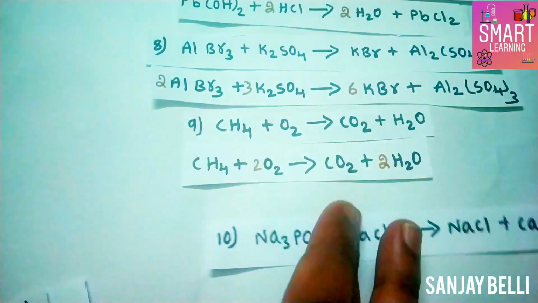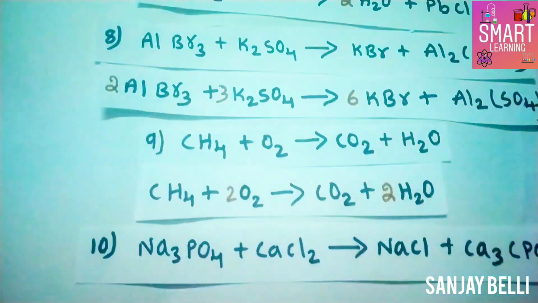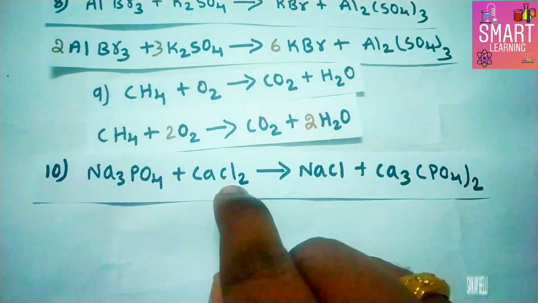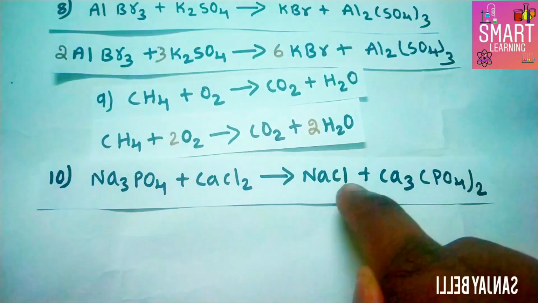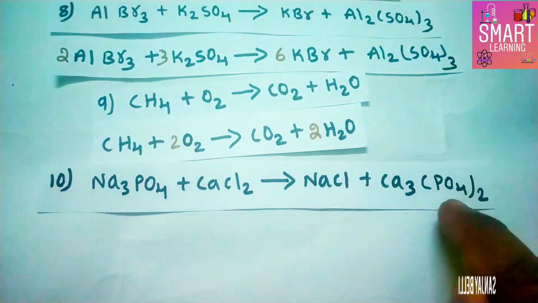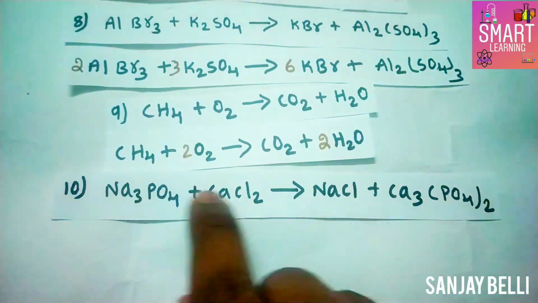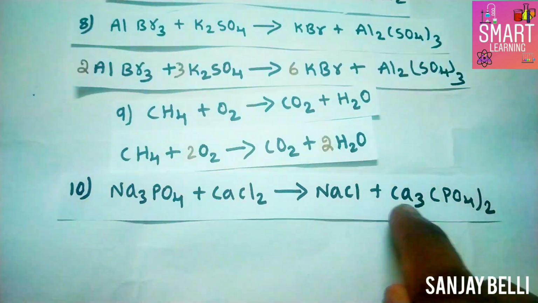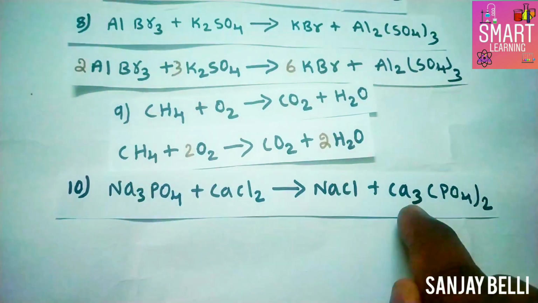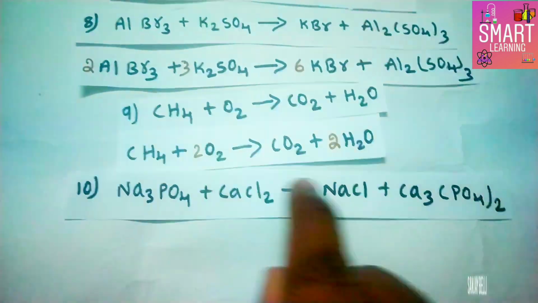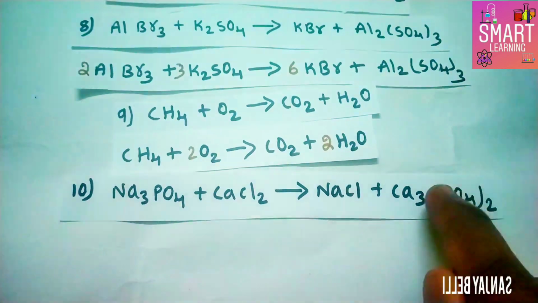Now you can see your 10th question. Na3PO4 plus CaCl2 gives rise to NaCl plus Ca3(PO4)2. So here you can observe Ca3 it was there, so here you have to keep a 3. Okay, calcium will become balanced.